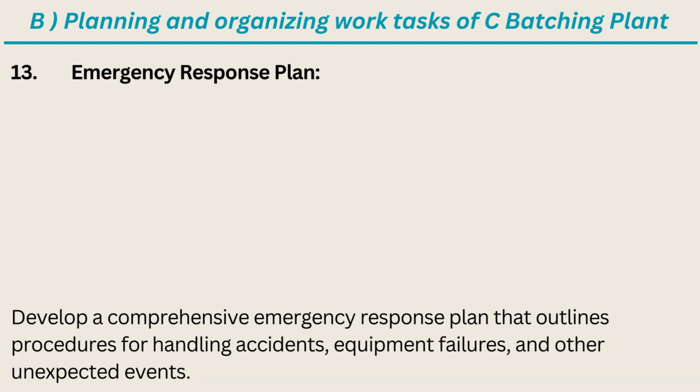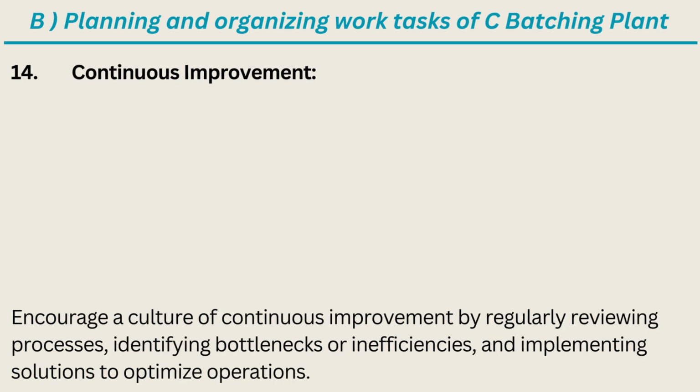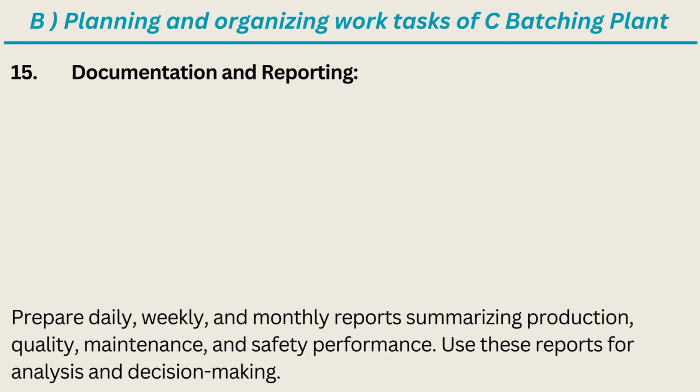13. Emergency response plan. Develop a comprehensive emergency response plan that outlines procedures for handling accidents, equipment failures, and other unexpected events. 14. Continuous improvement. Encourage a culture of continuous improvement by regularly reviewing processes, identifying bottlenecks or inefficiencies, and implementing solutions to optimize operations. 15. Documentation and reporting. Prepare daily, weekly, and monthly reports summarizing production, quality, maintenance, and safety performance. Use these reports for analysis and decision-making.